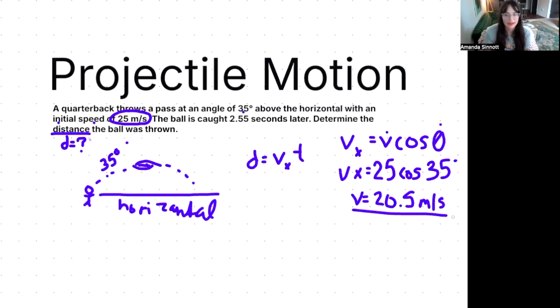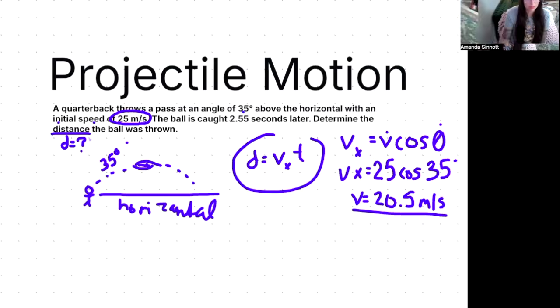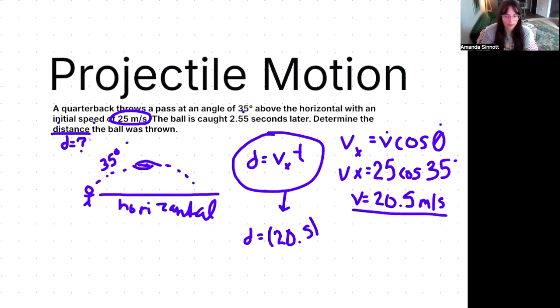Yay! Now that we know the horizontal velocity, what equation do we need to use next? It would be this one. So let's substitute the numbers in. We got that 20.5 from what we just solved for here, and that 2.55 is from the question here. The ball is caught 2.55 seconds later.